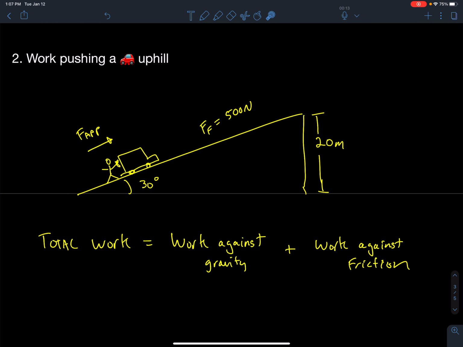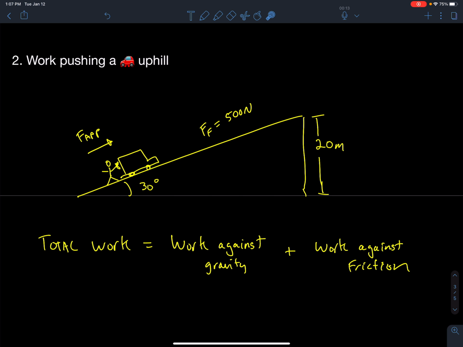Now in grade 11, you're going to find a much simpler way of looking at it. But right now I'm just going to look at two things. When I'm pushing that car up, I'm lifting it 20 meters high, and I'm also working against friction across that entire distance. So how are we going to solve that? Well, the work against gravity is not going to be difficult.